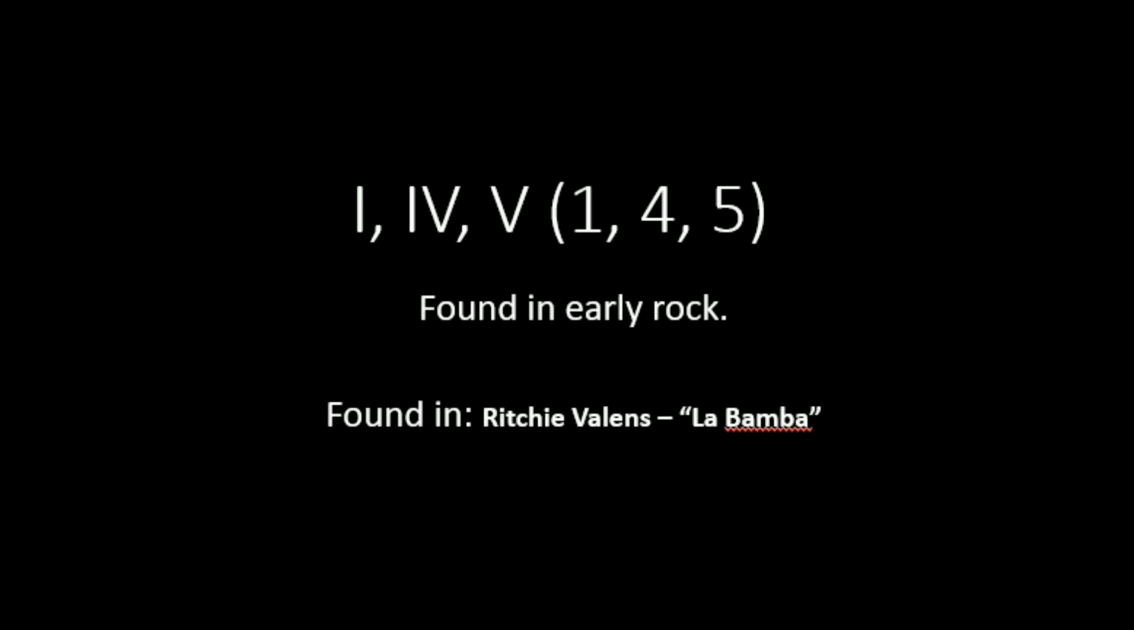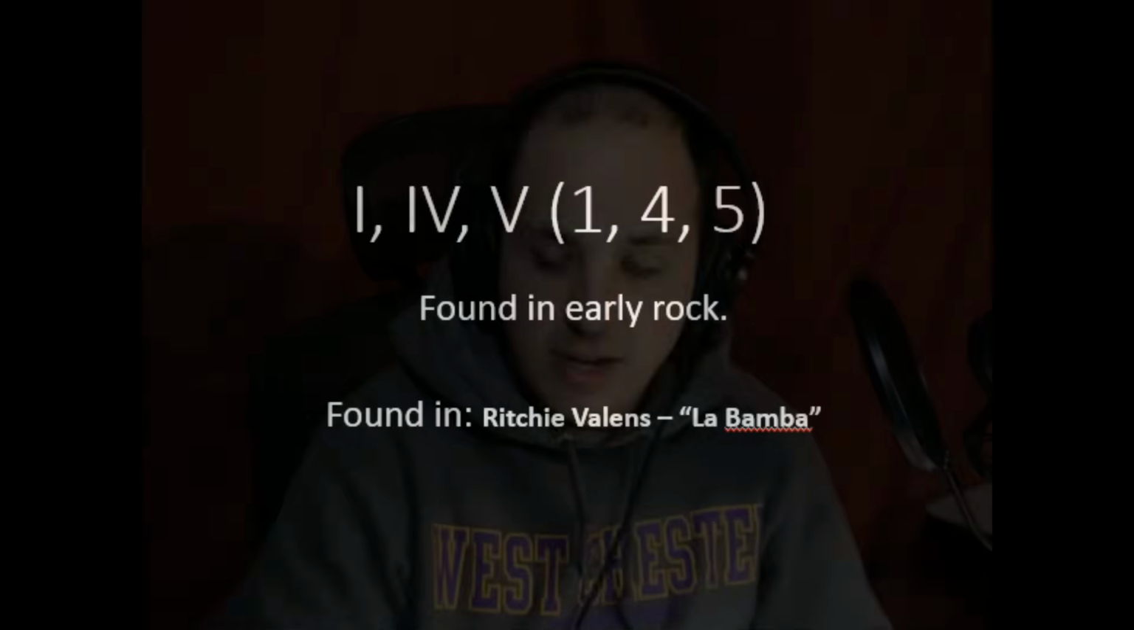Okay, the first progression we're talking about is the 1-4-5 progression, and this is particularly found in early rock, as well as classical music, romantic era music. Pretty much music from the beginning of time has used this progression, and early rock uses it as well, since early rock really is a branch off of blues and things like that. Also very prominent on the 1-4-5 progression. A piece that exemplifies this pretty well is La Bamba by Ritchie Valens.